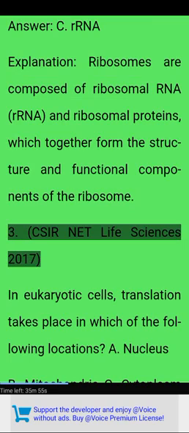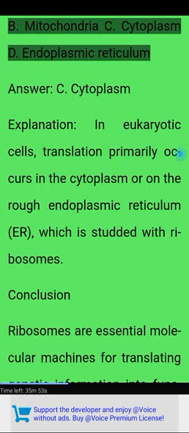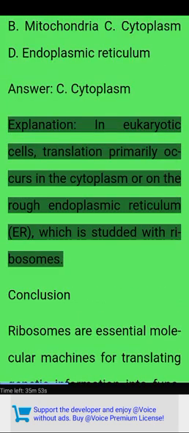3. CSIR NET Life Sciences 2017. In eukaryotic cells, translation takes place in which of the following locations? A. Nucleus. B. Mitochondria. C. Cytoplasm. D. Endoplasmic reticulum. Answer: C, cytoplasm. Explanation: in eukaryotic cells, translation primarily occurs in the cytoplasm or on the rough endoplasmic reticulum, ER, which is studded with ribosomes.